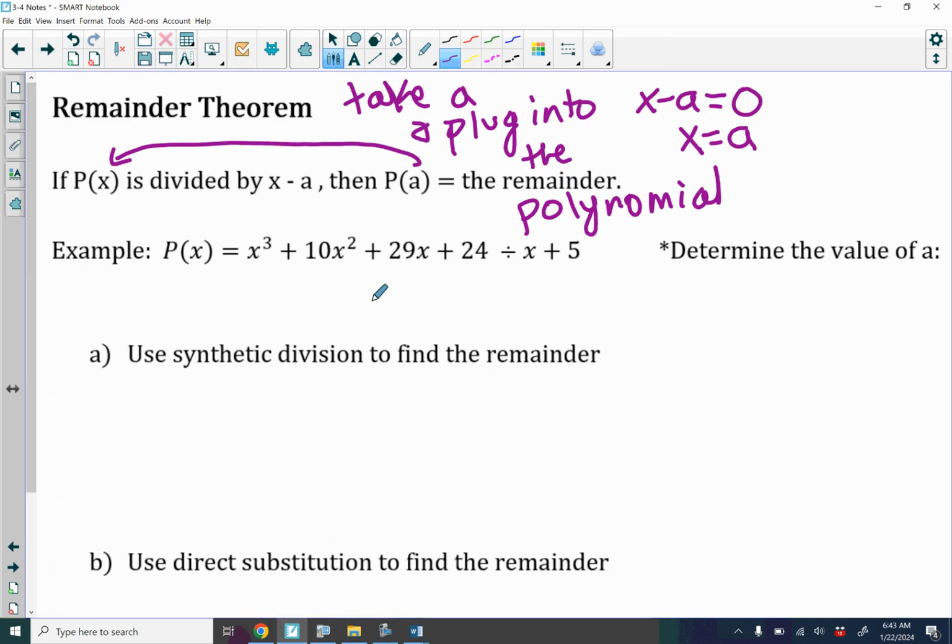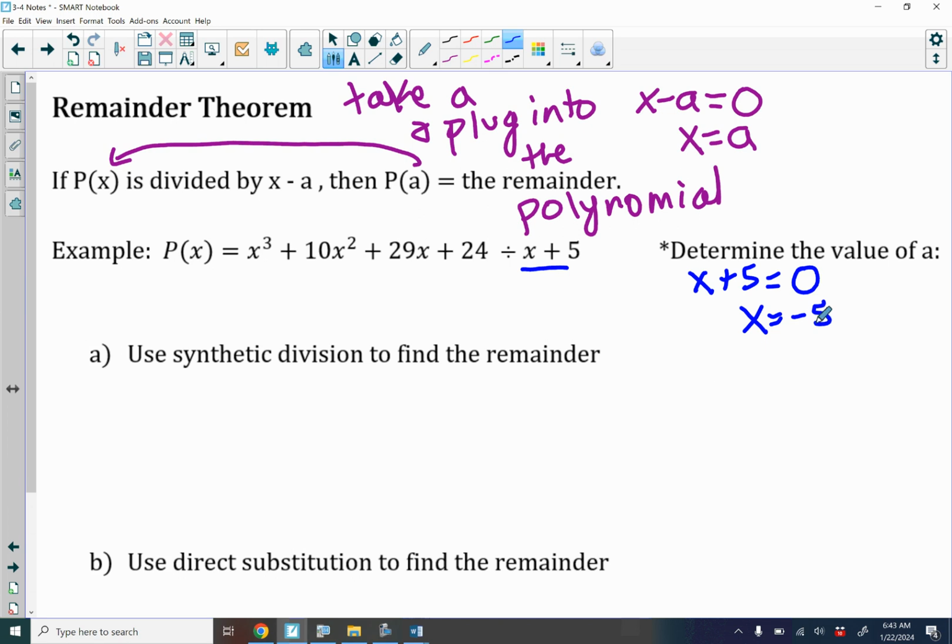So how can we get this remainder? Well, there are two ways. You just learned how to use synthetic division, so we can do that. Then we're going to talk about the direct substitution way, which we just did in that example I showed you. So let's use synthetic division. Remember how we do that. How do we determine the value of a? Well, we take our x minus 5 and set it equal to 0. That gives us our a value. So we get x equals negative 5. So really our a, in p of a, is negative 5.